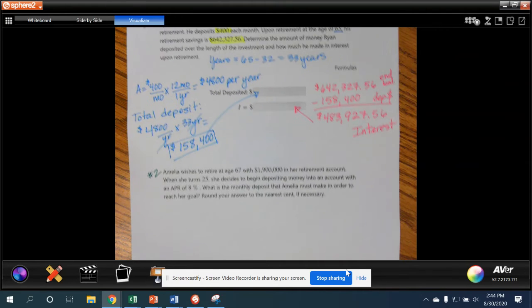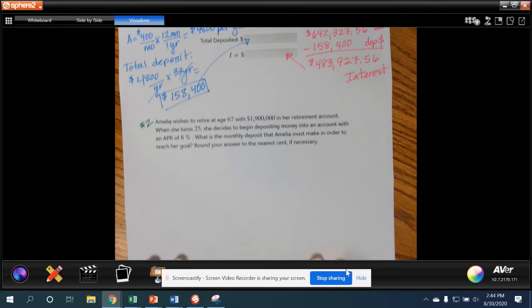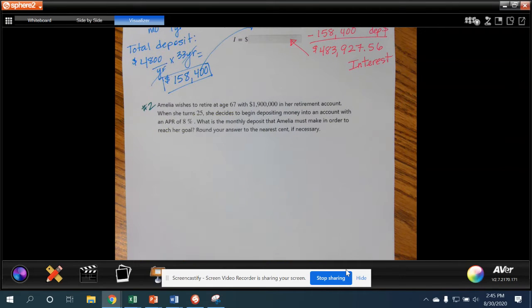Okay, moving down to, sorry about that, I'm just going to move that up. Number 2, let's look at this one. We have Amelia wishes to retire at 67 years old with $1.9 million in her retirement account. When she turns 25, she decides to begin depositing money into an account with an APR of 8%. What is the monthly deposit that Amelia must make in order to reach her goal? Round your answer to the nearest cent, if necessary.